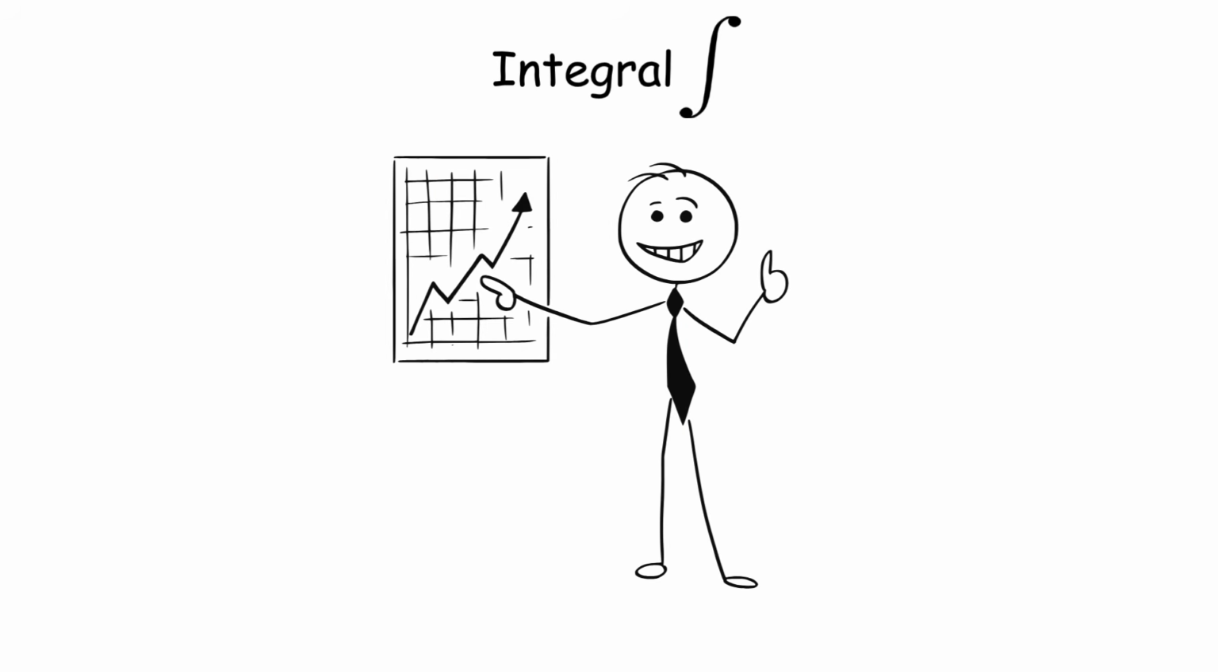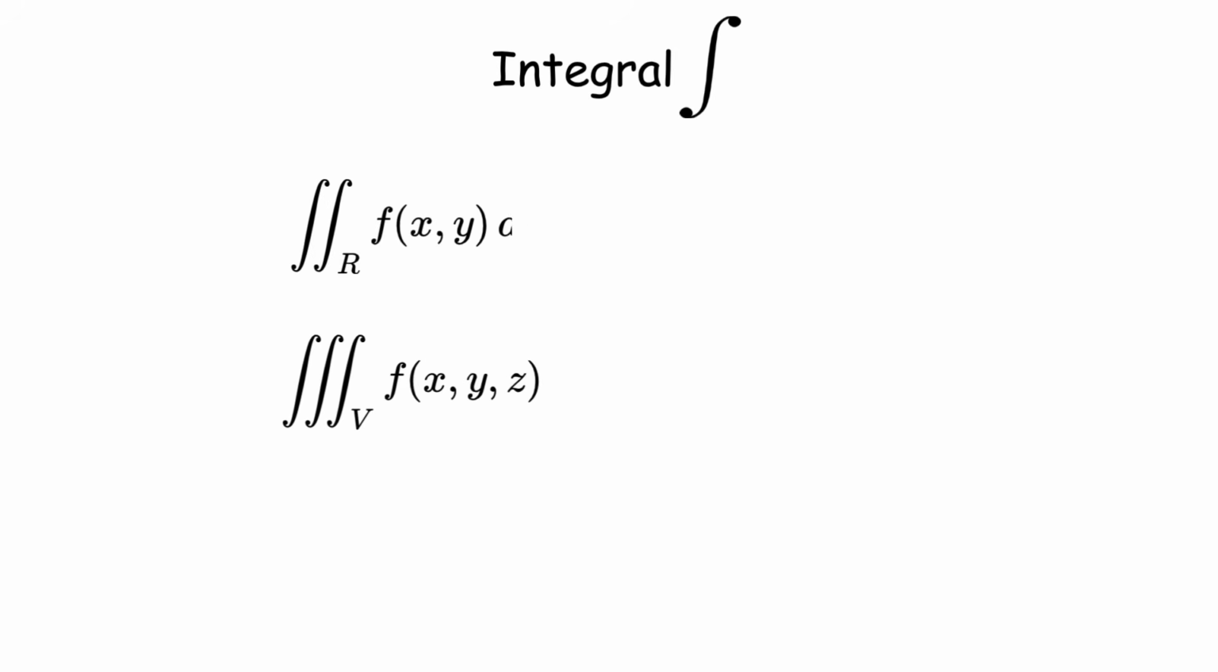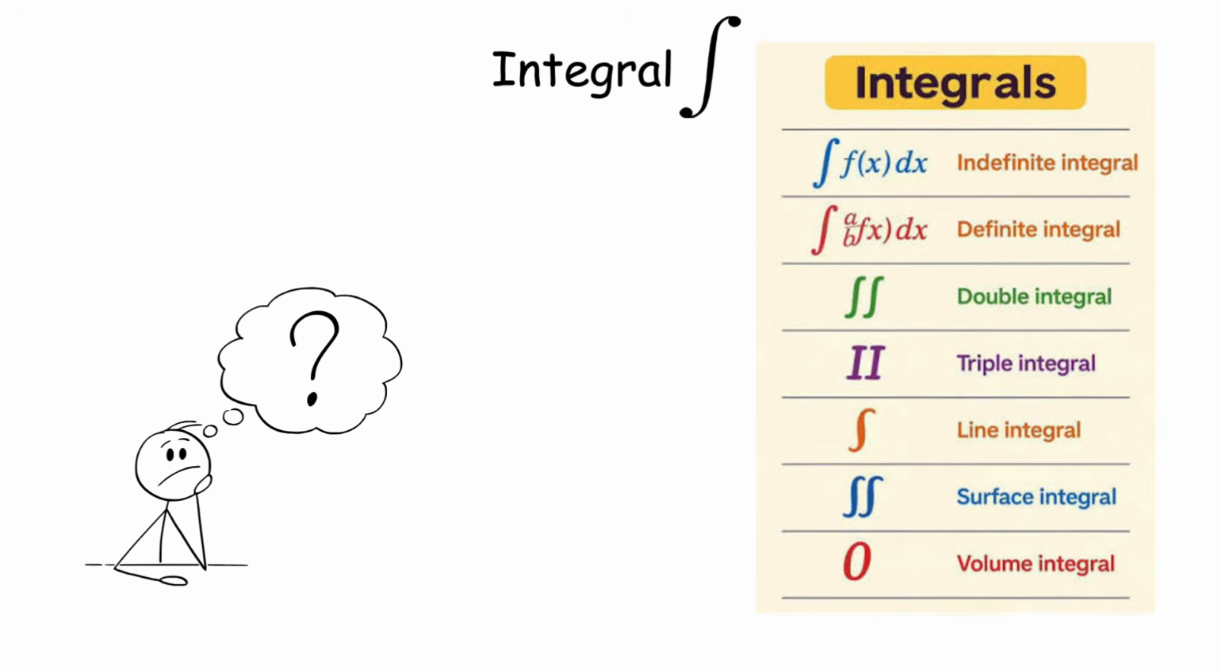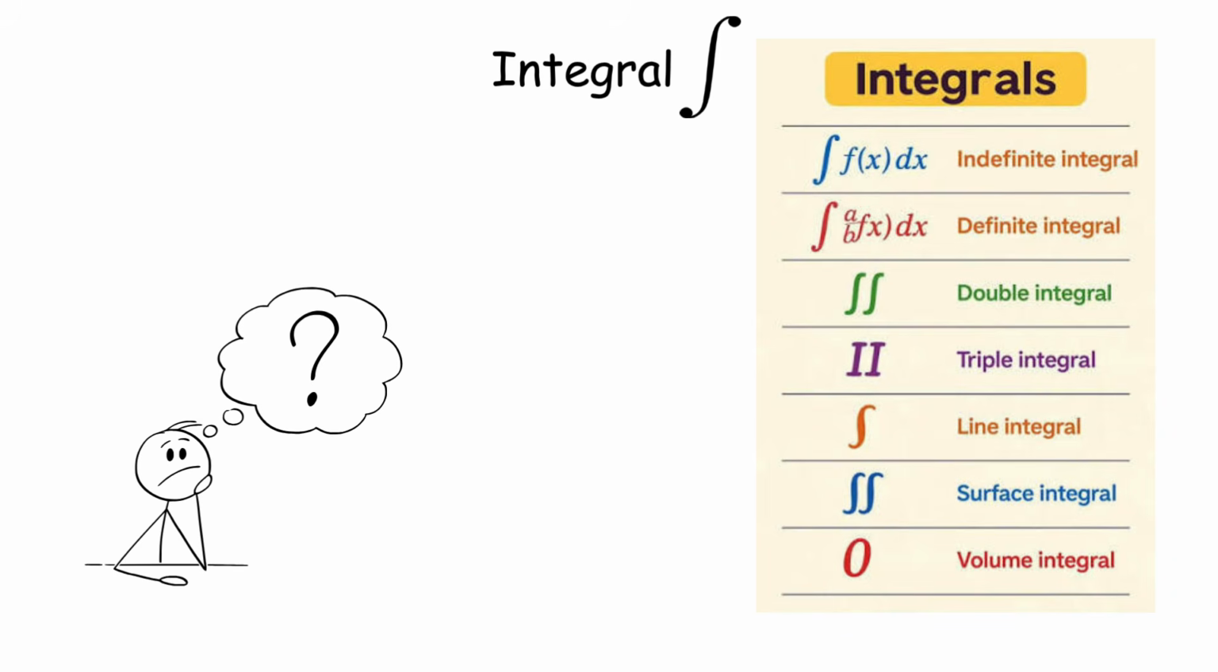As the idea grew, so did the notation: double and triple integral signs stacked together for area and volume, and a circled version, specifically for integrating around a closed loop, common in electromagnetism. The confusion rarely comes from the core symbol, which stays consistent. It comes from what surrounds it.